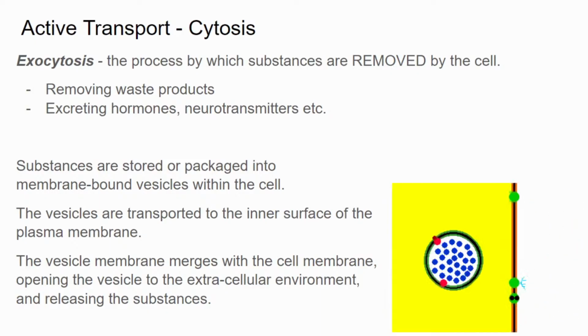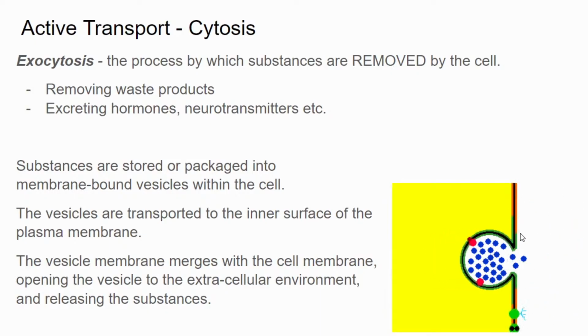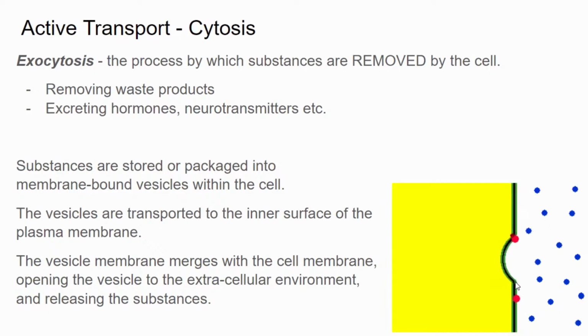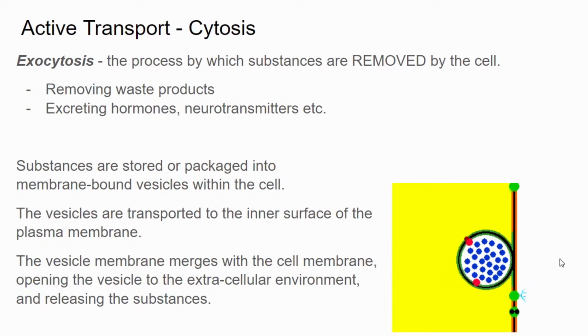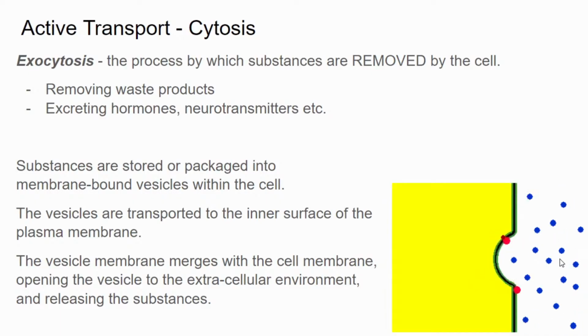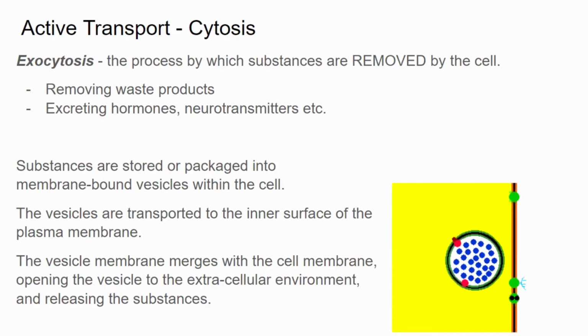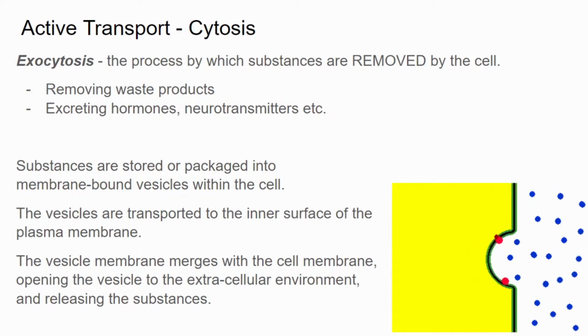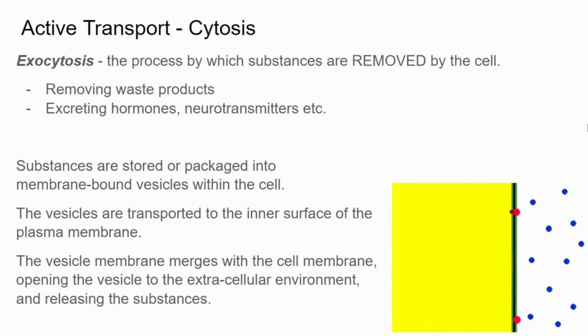So the vesicle membrane becomes a part of the plasma membrane. It opens up the vesicle, and whatever's stored inside the vesicle is then released to the outside environment. So this may be to rid the cell of waste products, or it might be excreting hormones or neurotransmitters or chemical messengers for the body.